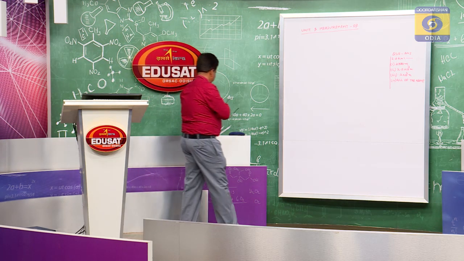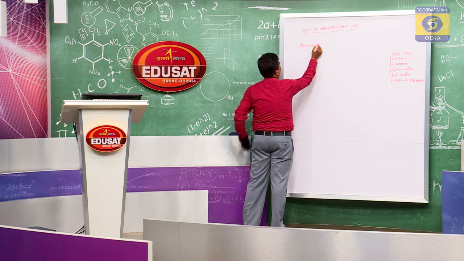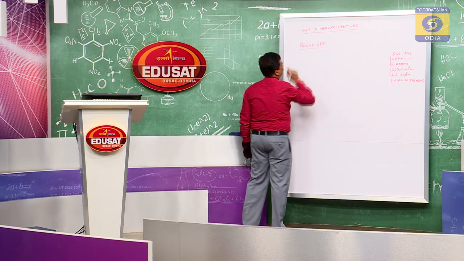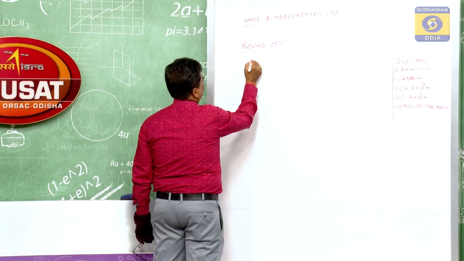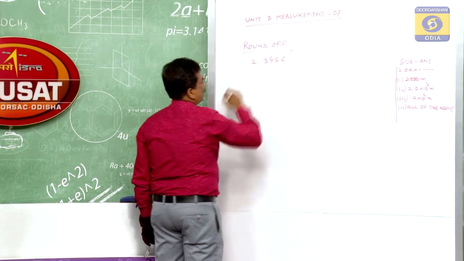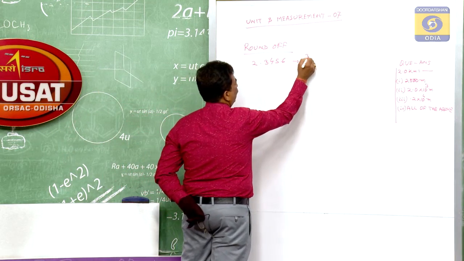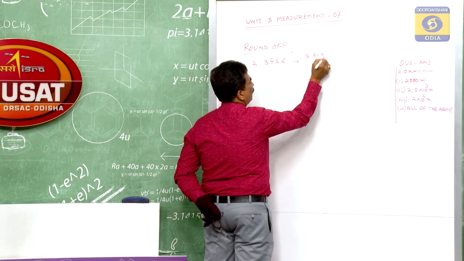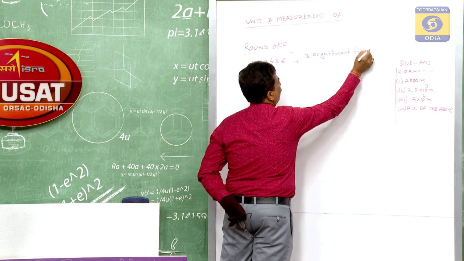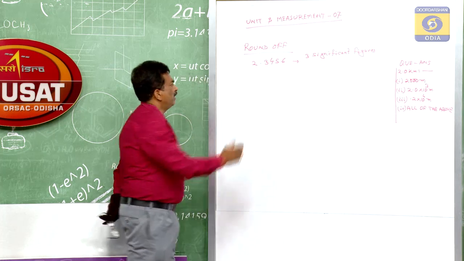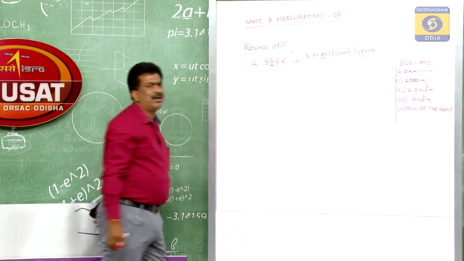For the round off of the significant figures, from which place should it be rounded off? Suppose 2.3456 is given as a measurement. I want the significant figures up to 3 significant figures, then we have to round off. 3 significant figures means 1, 2, 3, and after that it is to be rounded off.